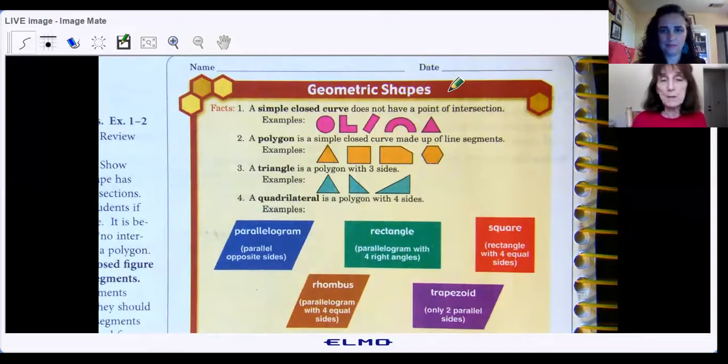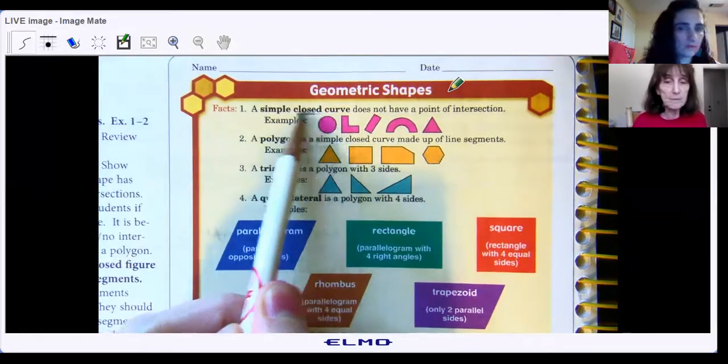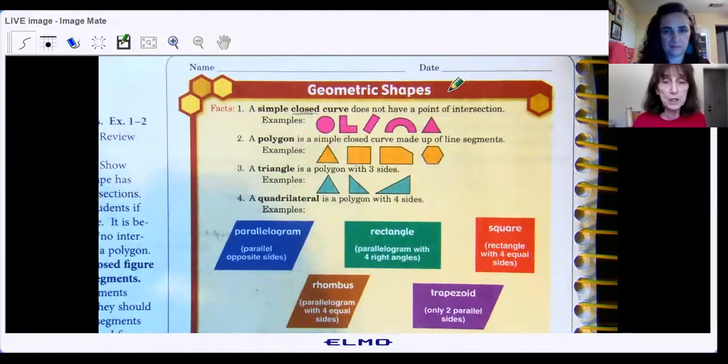Okay, geometric shapes. A simple closed curve means that it's just closed, okay? There's no opening. It does not have a point of intersection. It's closed. So all those shapes there in the pink, they're all closed. There's no openings. So they're simple closed curves, okay?